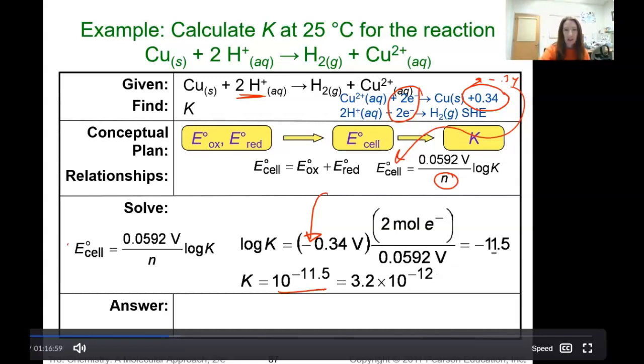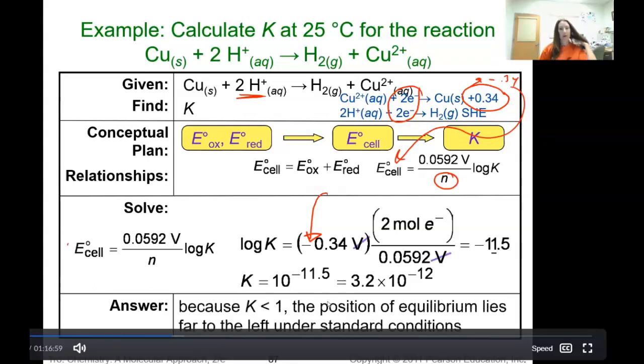And so in this case, what would we expect our delta G to be here? Would we expect it to be negative or positive? What do you think? Yes, it would indeed be positive. This would be a non-spontaneous reaction, so it would be positive.